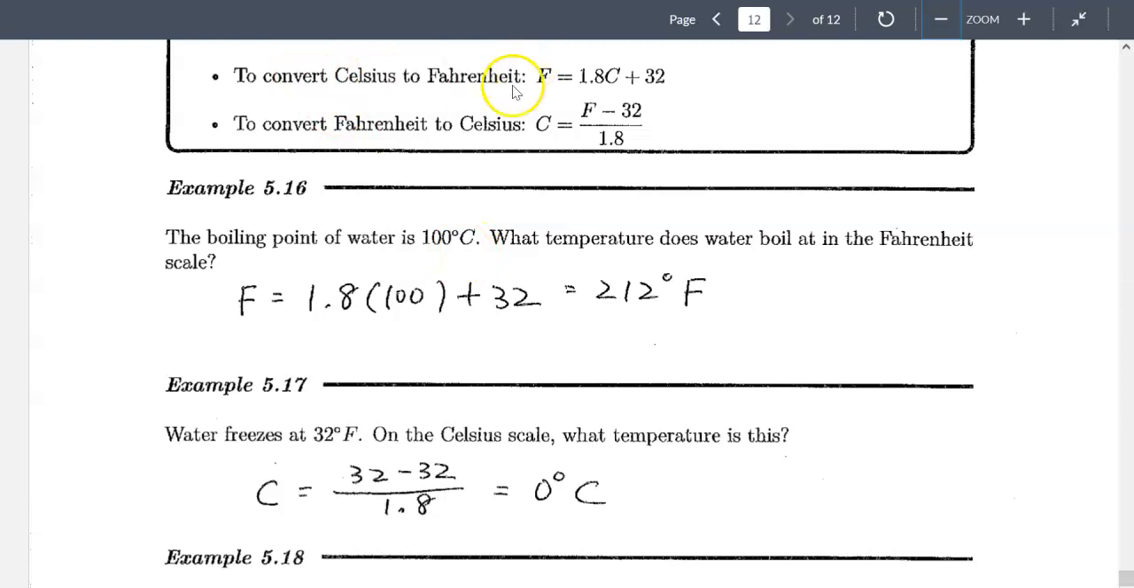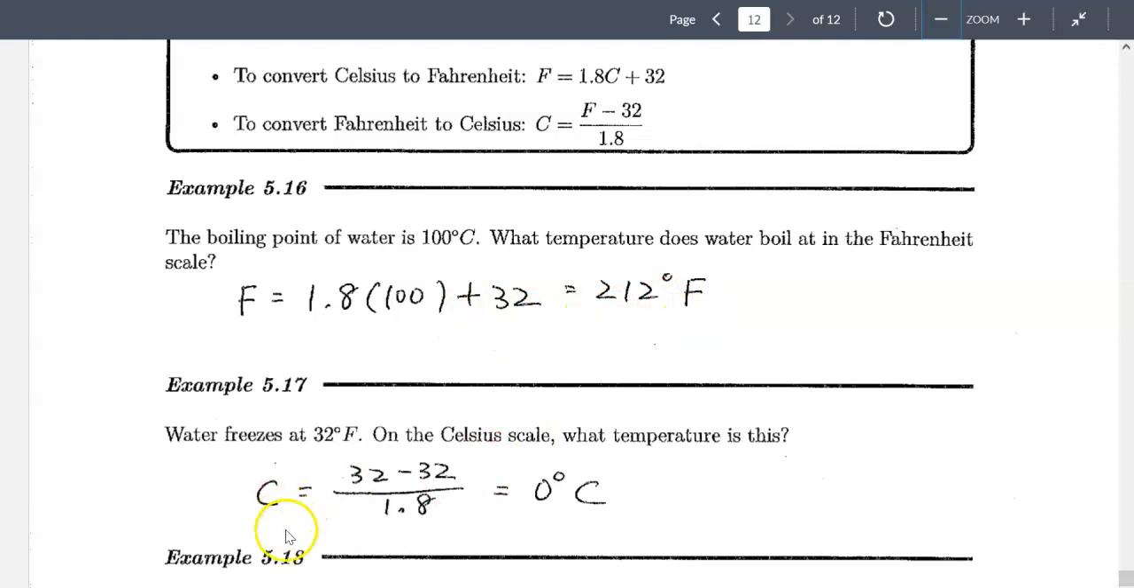So use the first formula here. If I want Fahrenheit, I simply take 1.8 times the Celsius degree, in this case 100, plus 32. So you take 1.8 times 100 plus 32, and you get 212 degrees Fahrenheit.